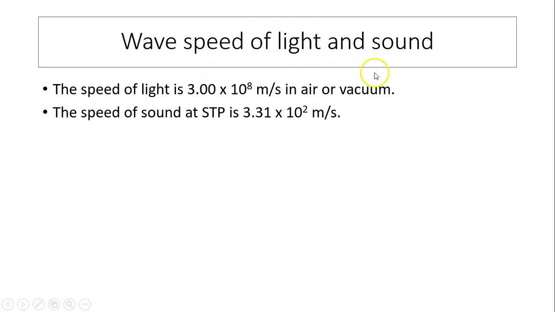Lastly, let's talk about the special waves. One is the light wave, one is the sound wave. The speed of light is 3 times 10 to the 8th meters per second, and that's in air or in vacuum. The speed of sound, on the other hand, is much slower, which is 3.31 times 10 to the 2 meters per second. That's for standard temperature and pressure. These two numbers are in your reference table on the first page. So now we're going to use these two constants to figure out either distance or time.